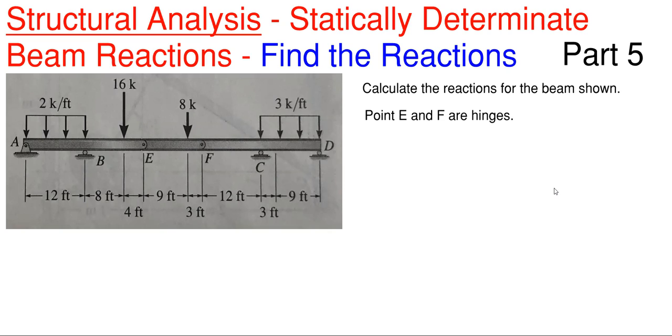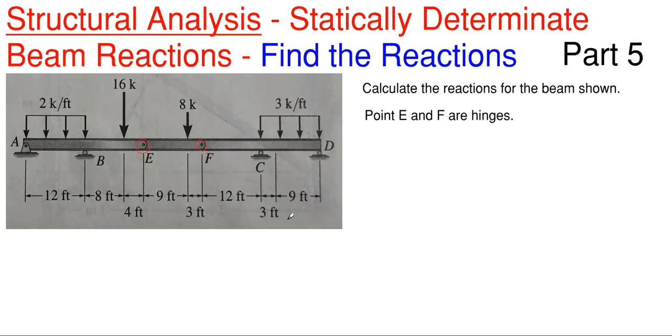So what we have going on here is this large beam, and we are told that points E and F on this beam are hinges. So looking at this beam overall, we have two hinges right here and here. We also have a pin reaction here at A, a roller at B, another roller at C, and another roller at D.